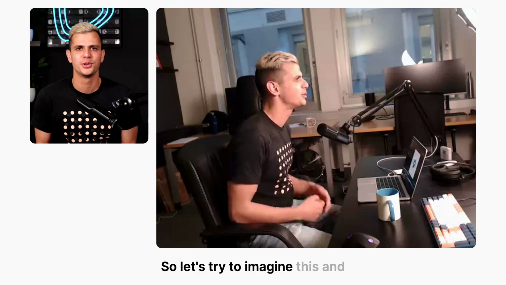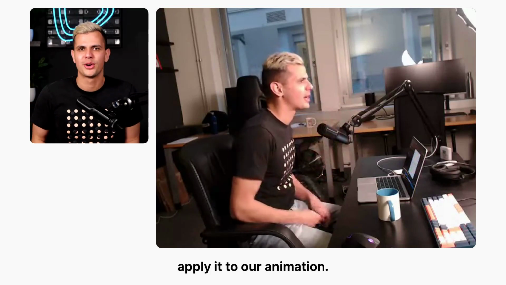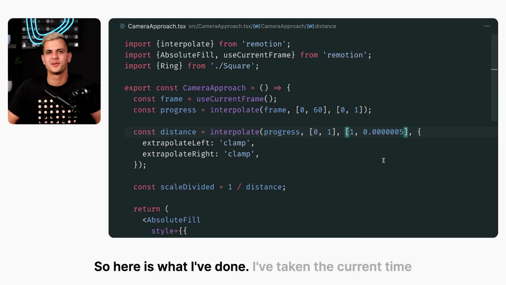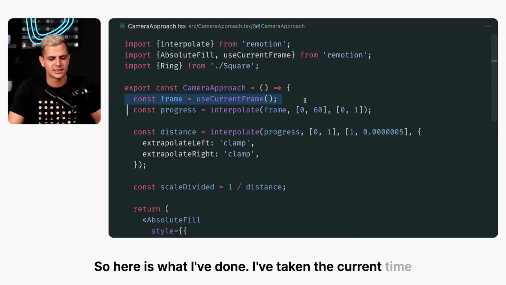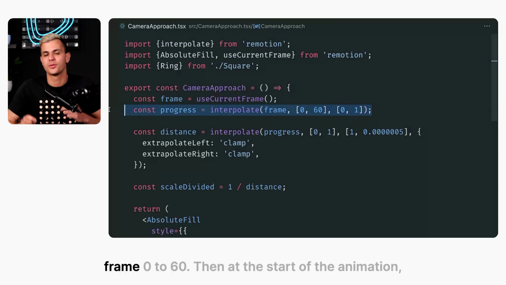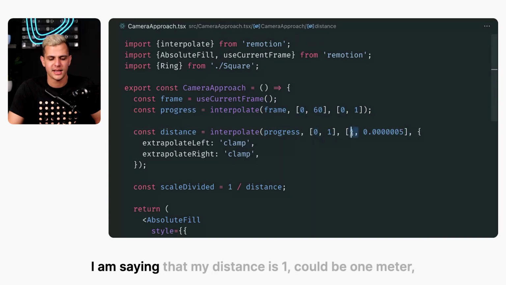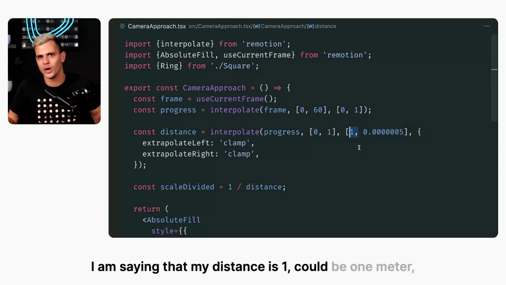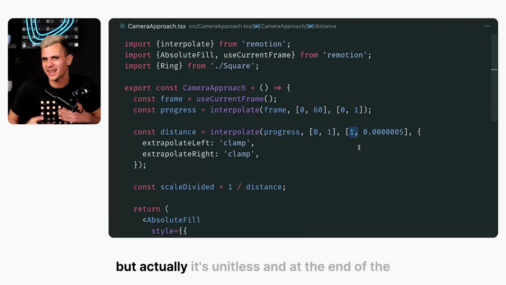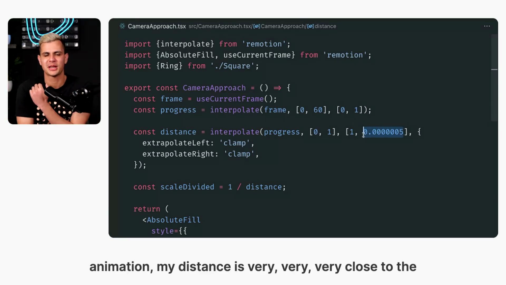So let's try to imagine this and apply it to our animation. So here is what I've done. I've taken the current time and I have said that I have an animation that goes from frame 0 to 60. Then at the start of the animation, I am saying that my distance is 1, could be 1 meter, but actually it's unitless. And at the end of the animation, my distance is very, very, very close to the camera.